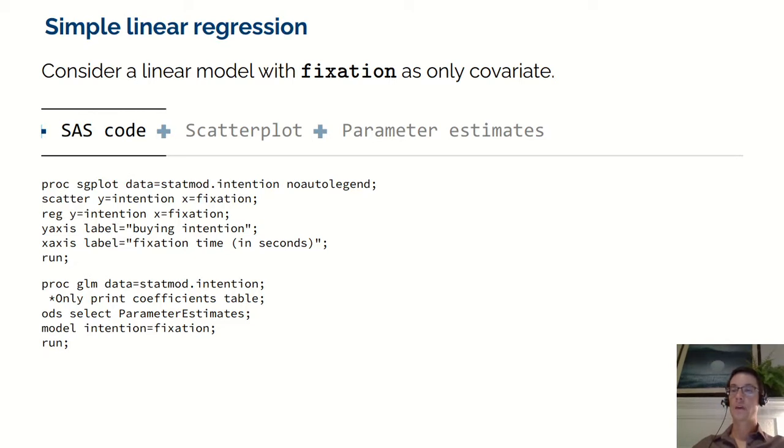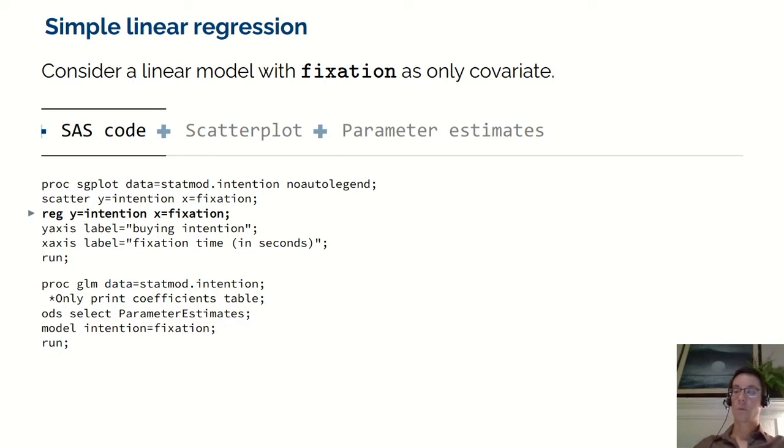So here what I'm doing is creating first a scatter plot of intention and fixation. I'm going to consider the model first with only fixation as covariate. So I'm specifying a scatter plot here, scatter, and then you have to specify the two coordinates, and I'm adding a regression line. So the third line here is the regression line, and I'm labeling the axes, and so then you run and you will get the scatter plot, which I'll show you in a second.